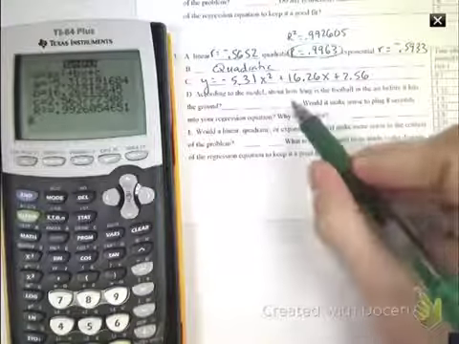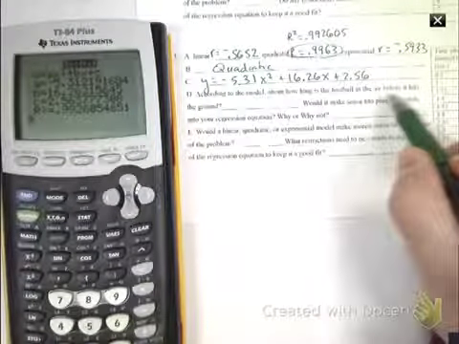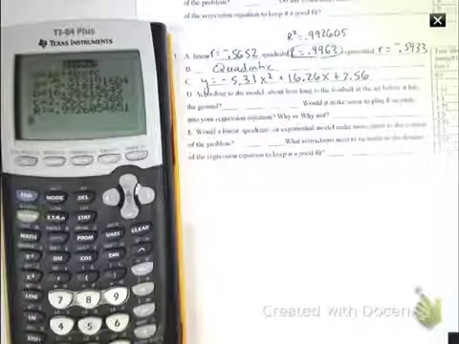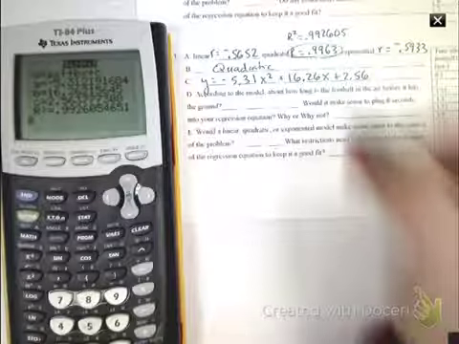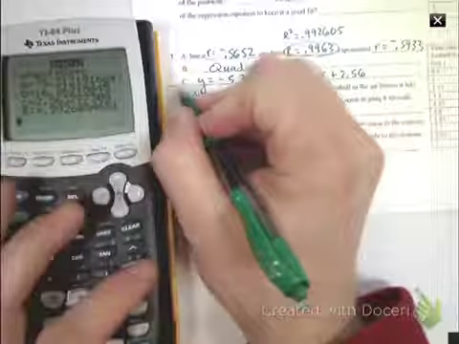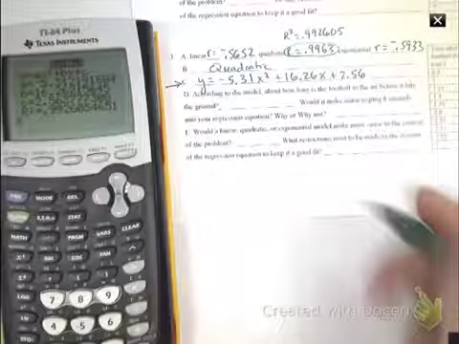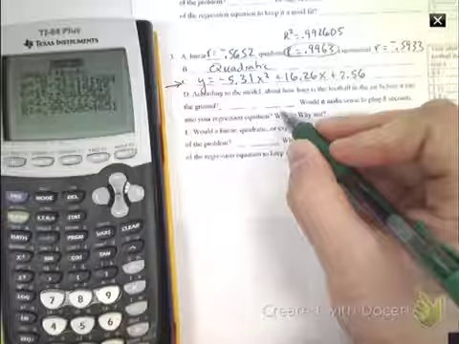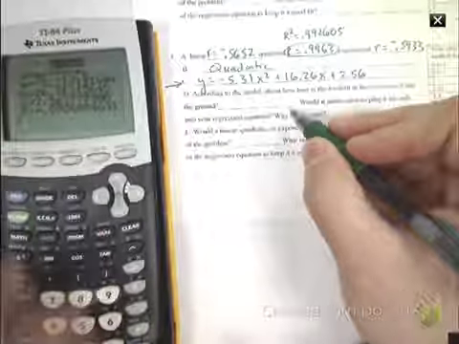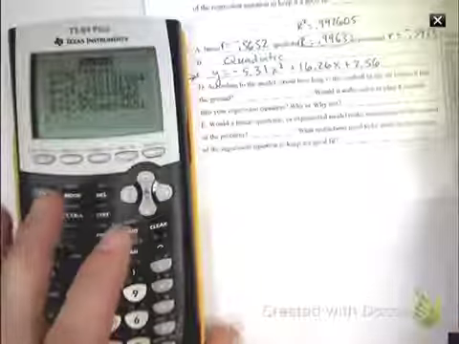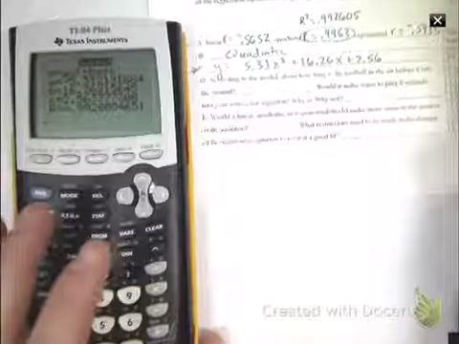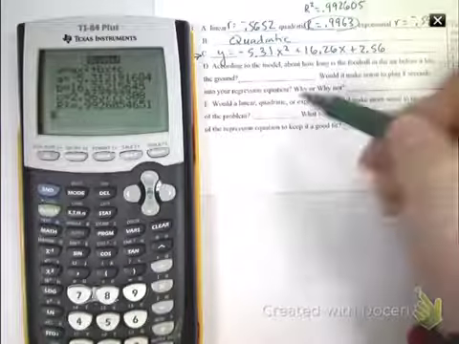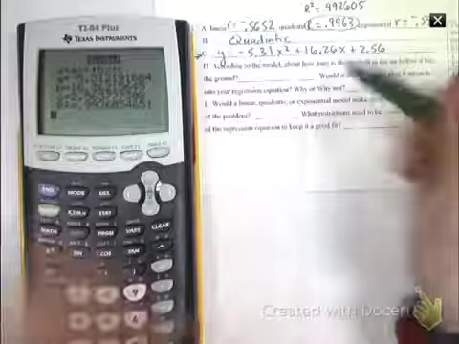According to the model, about how long is the football in the air before it hits the ground? Okay, so now we're going to start answering the questions. It wants to know, according to what we found in letter C, about how long is the football in the air before it hits the ground? In order to answer this question, you've got to have some calculator skills prior to this. What I would suggest is to think about what's happening.